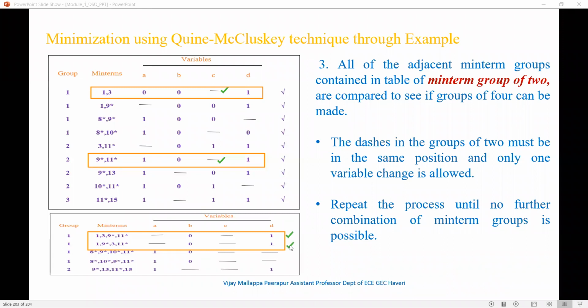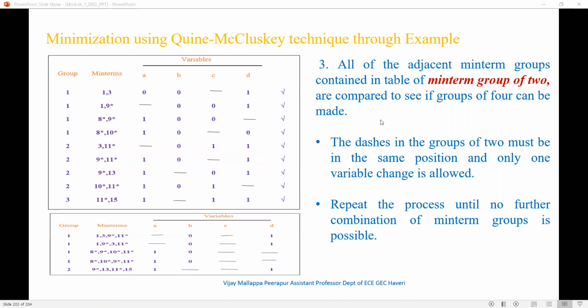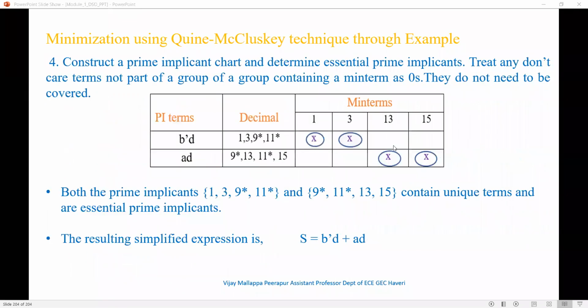If both are the same. Similarly, if you can see from this one, these two, both are still the same. This is the same and this is the same. Everyone understood this one? We know how to create a group of 4 min terms.